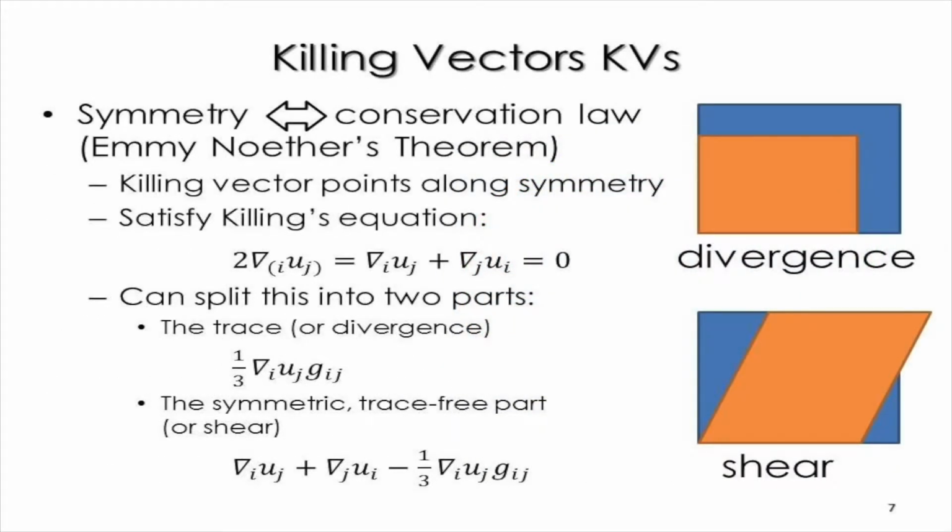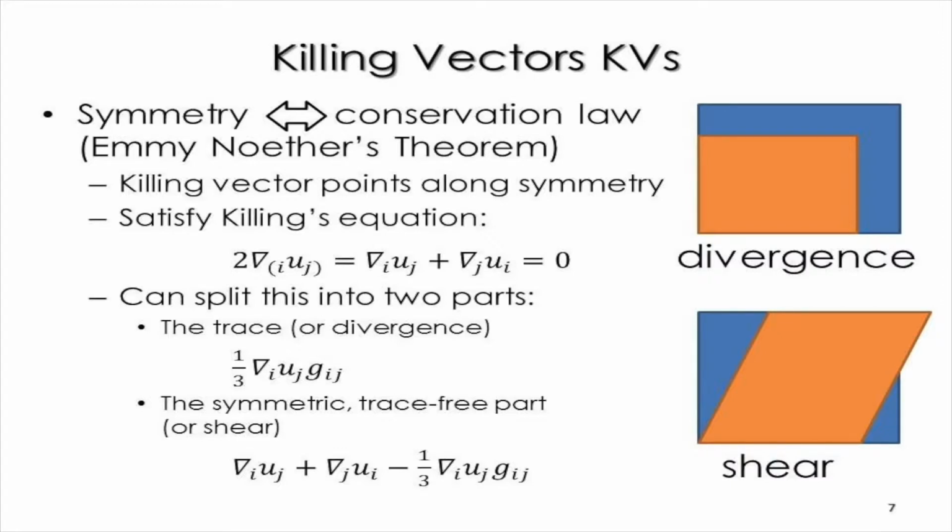How would we approach the math of this sort of problem? It is important to state that symmetry and conservation laws are related. This is Noether's theorem. We can use this theorem to write down some math. The Killing vectors we define are vectors that point along symmetries and so should be related to these conservation laws. They satisfy Killing's differential equation, which is listed.